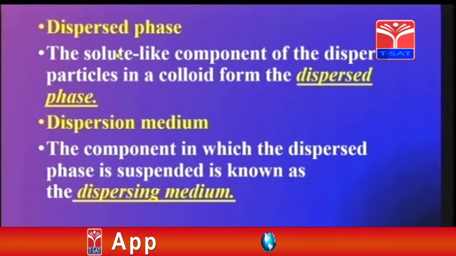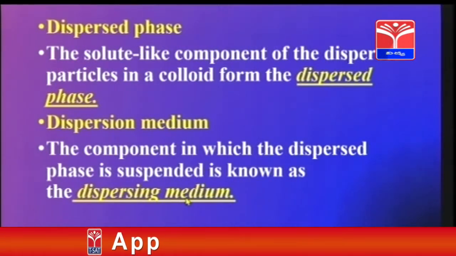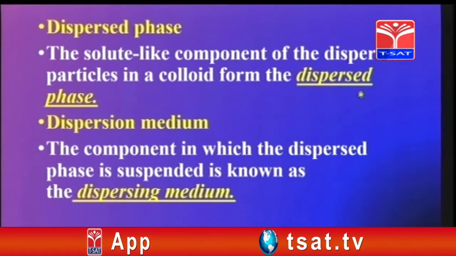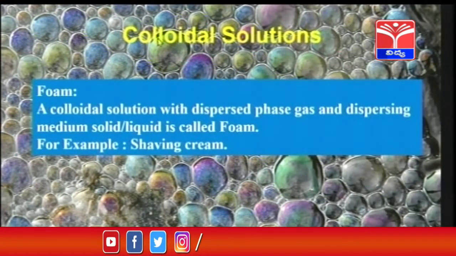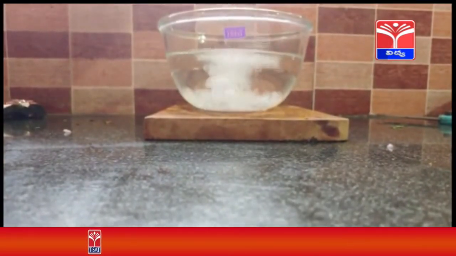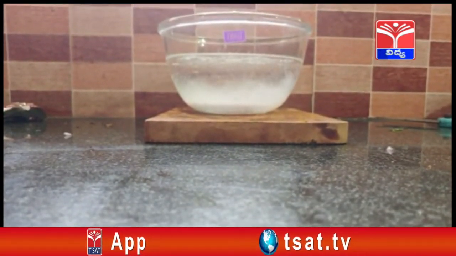Children, dispersed phase means the solute-like component: the dispersed particles in a colloid form the dispersed phase. Dispersion medium means what? The component in which the dispersed phase is suspended is known as the dispersing medium. That means the solute-like particles are called the dispersed phase and the solvent is called the dispersing medium. So children, let us come to the first type of colloidal solution, that is foam. Children, if you add a little amount of surf in water and shake it for some time, you get foam. What is foam here?